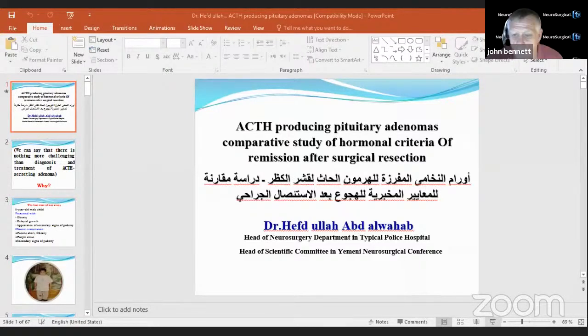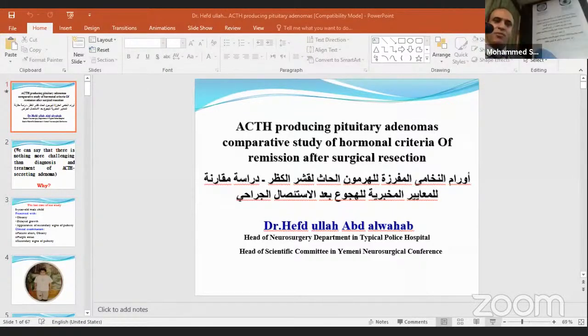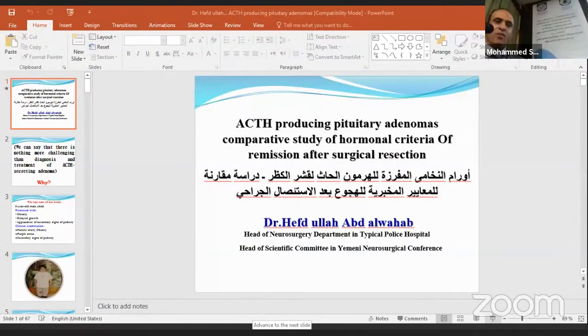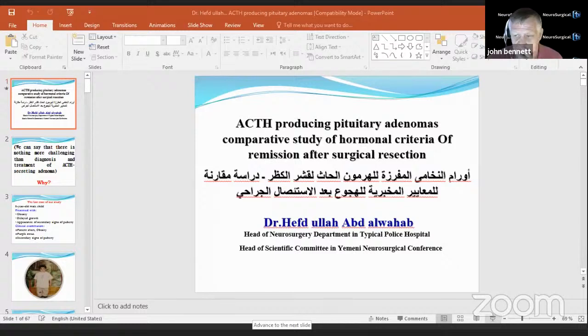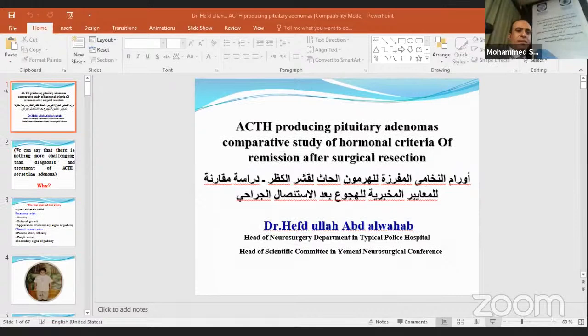I think if you go on the bottom, you can make it bigger. ACTH-producing pituitary adenomas: a cooperative study of hormonal criteria of remission after surgical resection. We can see that there is nothing more challenging than the diagnosis and treatment of ACTH-secreting adenoma.